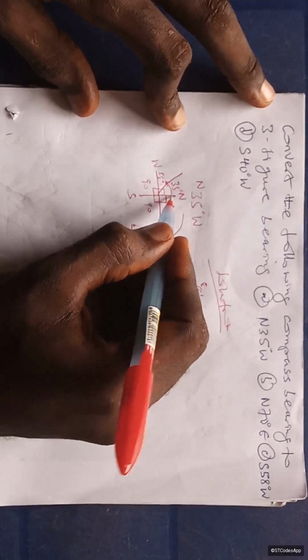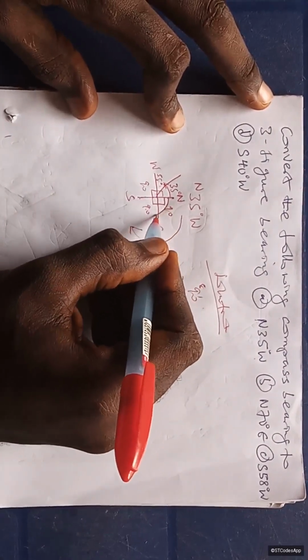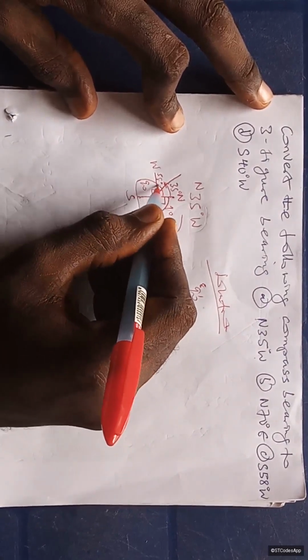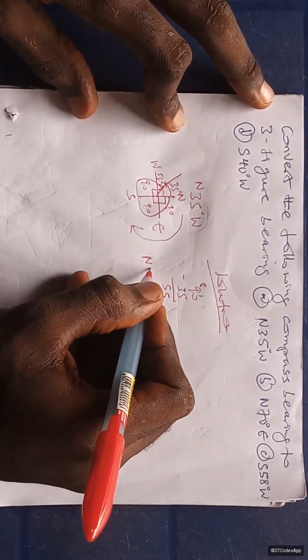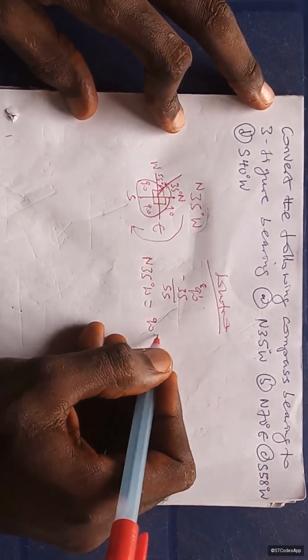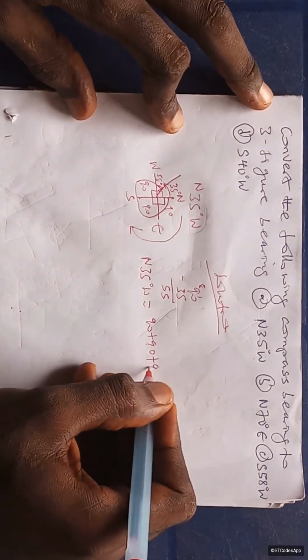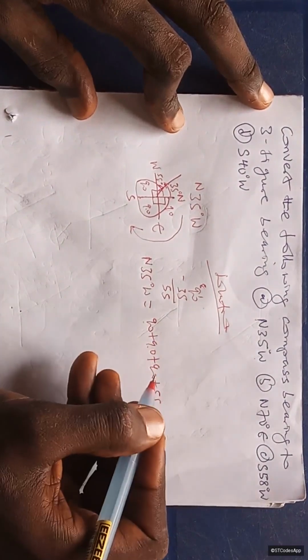So since here is 55 degree now, for us to determine the total angle here now will be 90 plus 90 plus 90 plus 55. So the total angle goes like this, okay, to this very point where this line is drawn. So that will be what? We have north 35 degree west will be equal to what? 90 plus 90 plus 90 plus what? 55.